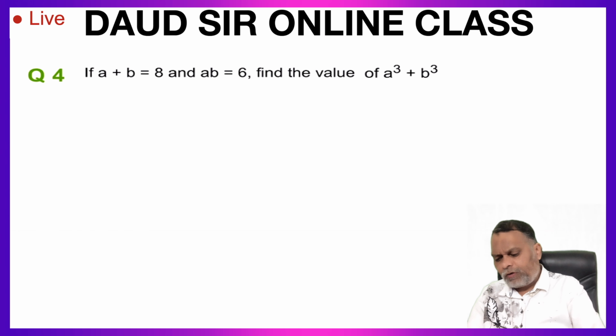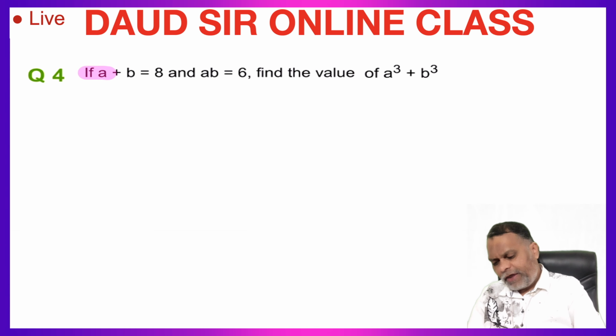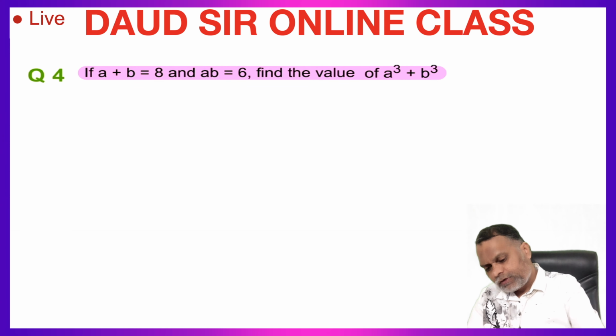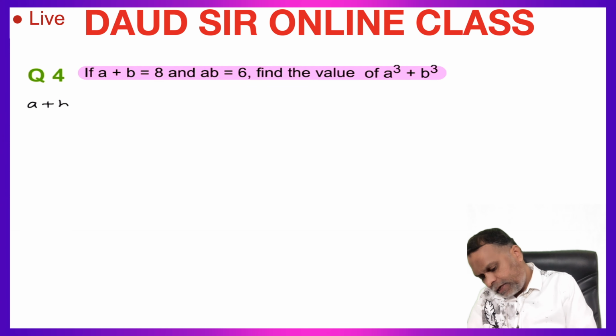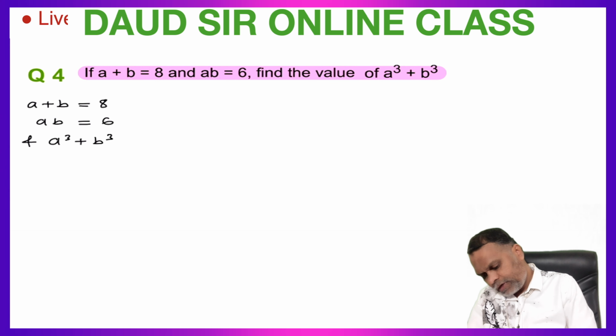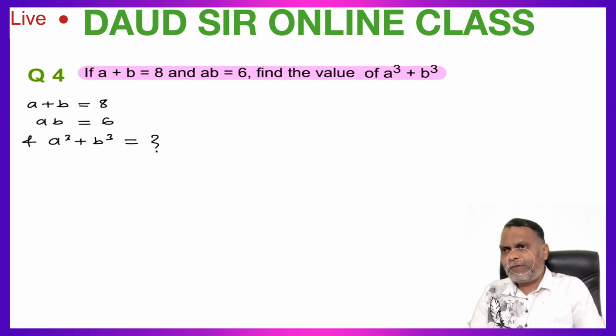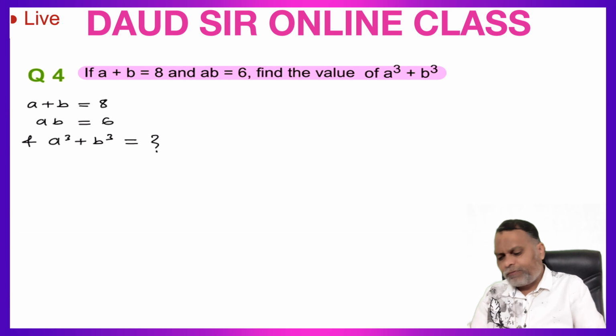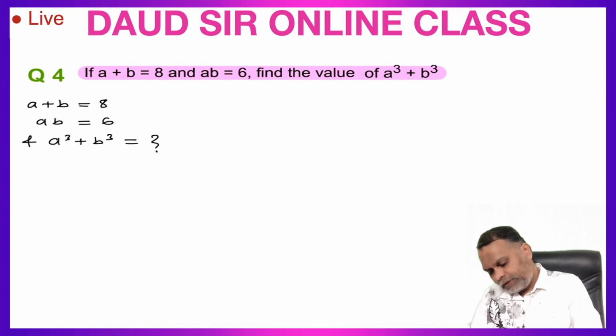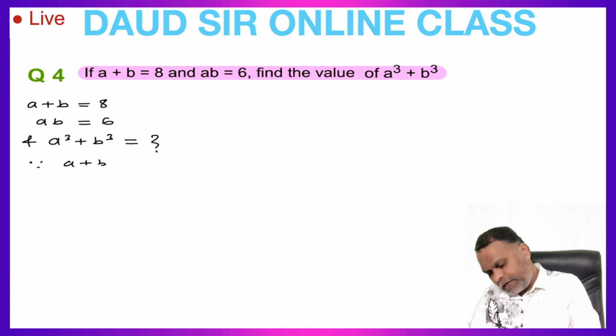Question number 4. If a plus b is equal to 8 and ab is equal to 6, find the value of a cube plus b cube. So here a plus b is equal to 8 given, ab is equal to 6 given, and we have to find out a cube plus b cube is equal to question mark. So for finding a cube plus b cube, directly we can take this a plus b is equal to 8 and we can cube on both sides.